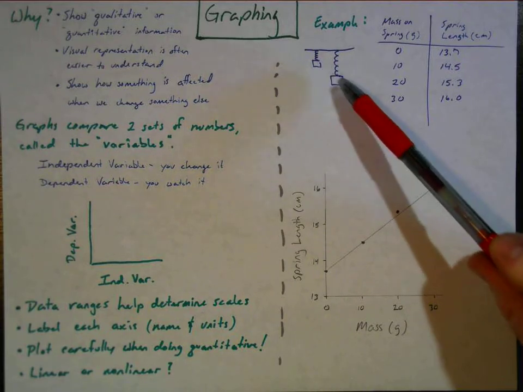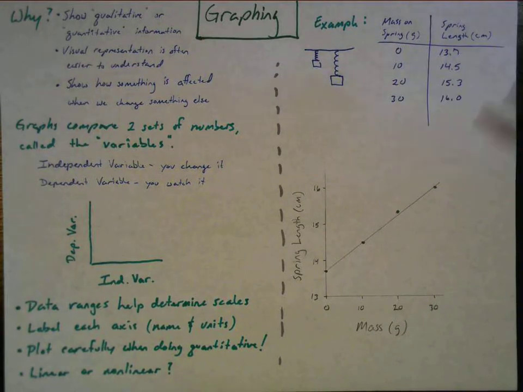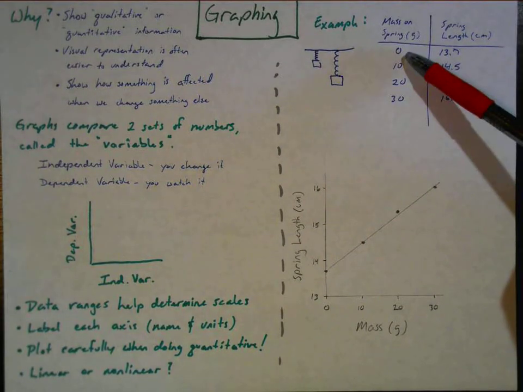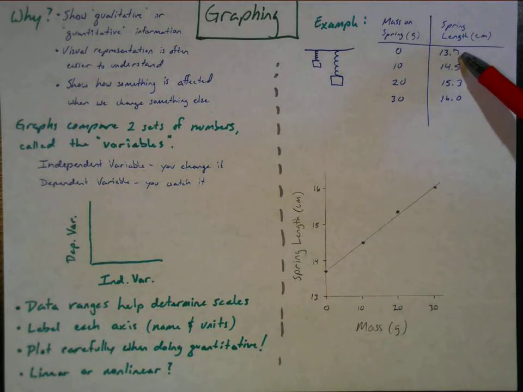We're going to see how much the spring stretches. And so we record some data organized here in this data table: the mass on the spring measured in grams, and the spring length measured in centimeters. And we start with no mass on the spring, and we see the spring length starts at 13.7 centimeters.